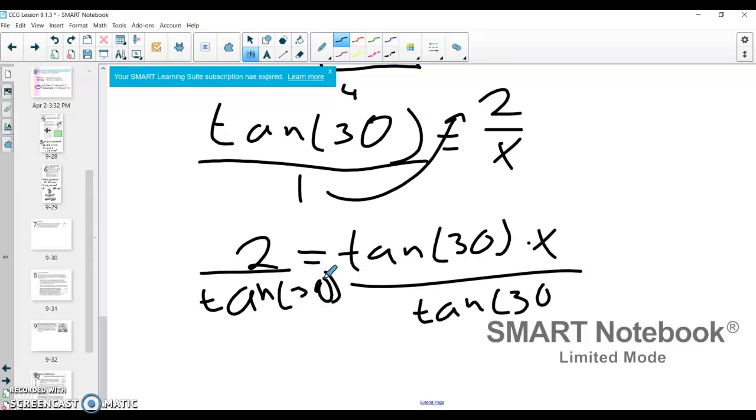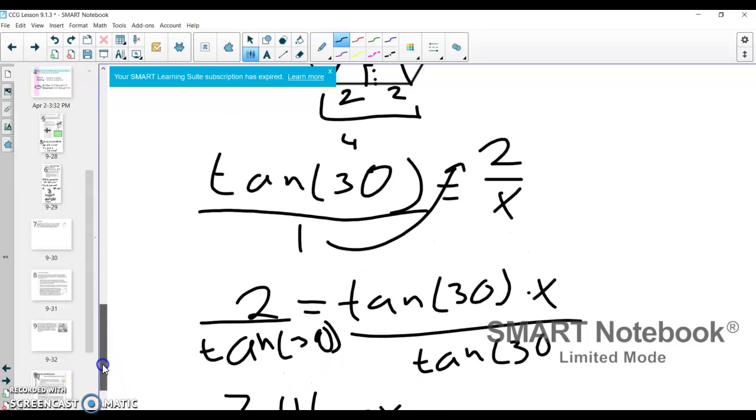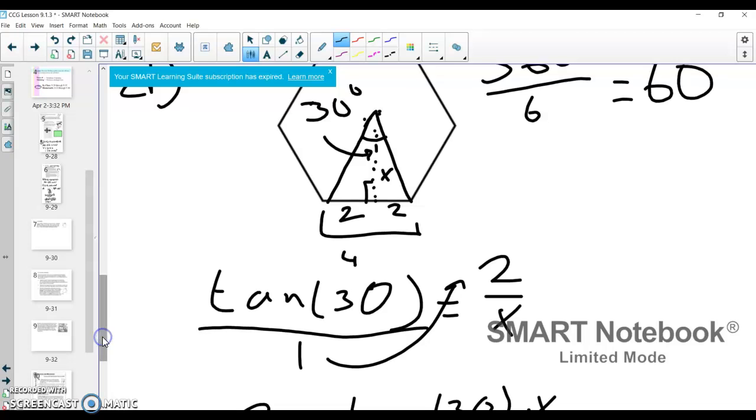And I should have my answer for x. Let me bring up my calculator quick. 2 divided by the tangent of 30 gives me 3.46 as my height.